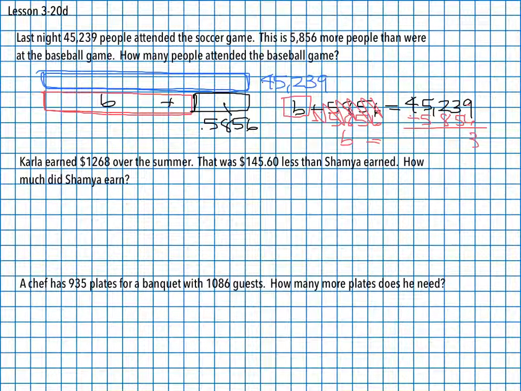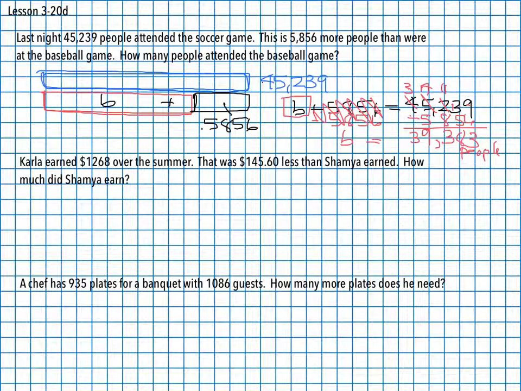Now we're going to subtract. 9 less 6 is 3. 13 less 5 can't do it. Going to go to 2. 2 becomes 1. 3 becomes 13. 13 less 5 is 8. 1 less 8 can't do. Got to go to our neighbor. 5 becomes 4. 1 becomes 11. 11 less 8 is 3. 4 less 5 can't do. Go to our neighbor. Neighbor becomes 3. 4 becomes 14. 14 less 5 is 9. 3 less nothing is 3. So 39,383. 39,383 people at the baseball game.